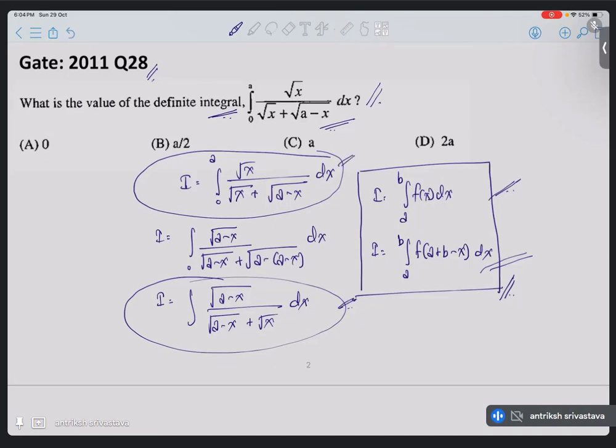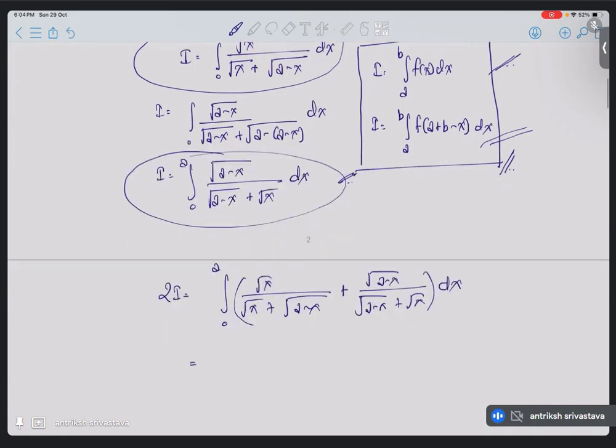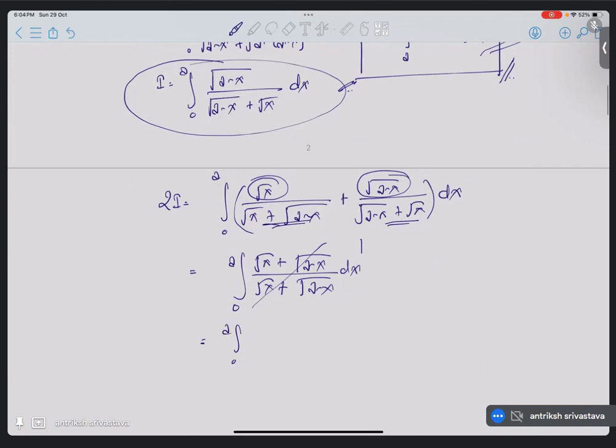So this is I, and this is the I integral that we denoted by the variable name. Both are the same. So what we can do is add these two expressions and write 2I is equal to, again, 0 to a, root x plus root a minus x, over the same denominator. Now the denominator is the same, we can add the numerators, and when we add it, we'll see that this becomes same as the denominator. So this is 1. So we are basically integrating dx.